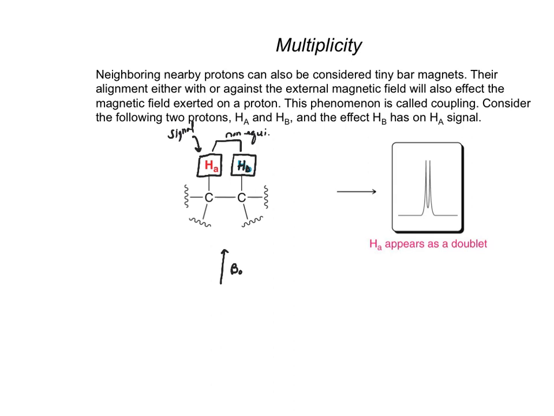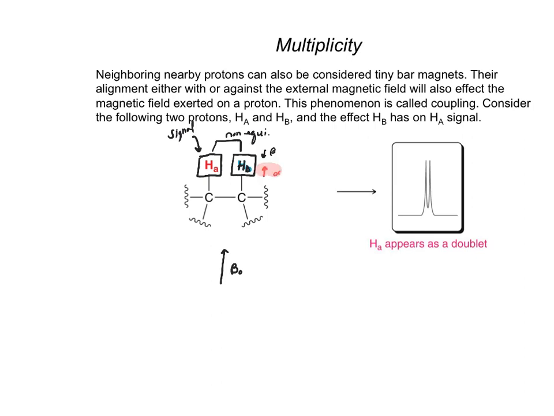So when we apply that magnetic field, HB can either be, let's say, in the alpha spin state, so we can have its magnetic field in line with the magnetic field that we've applied, or it could have a beta spin state. It can be against and opposing the field that we've applied. So this would be our alpha, and this will be our beta. And the minute we apply that magnetic field, HB is going to take on one of those two states, alpha or beta.